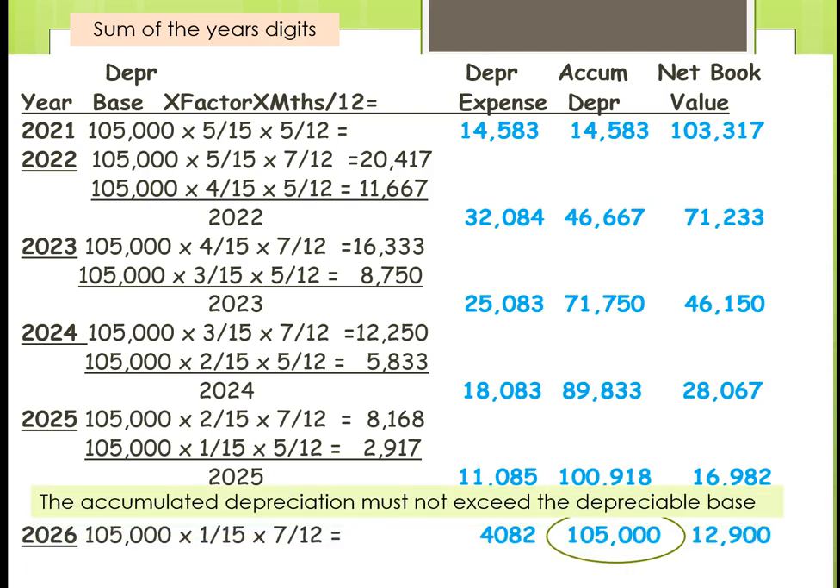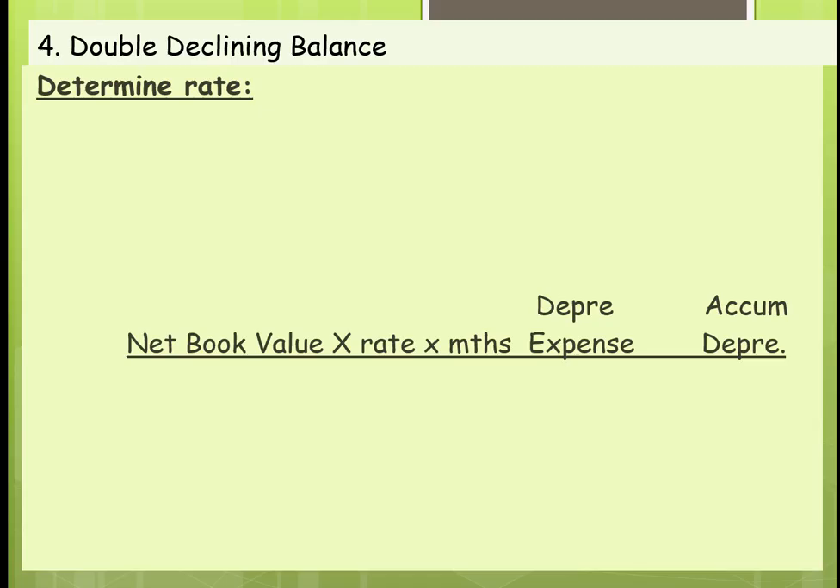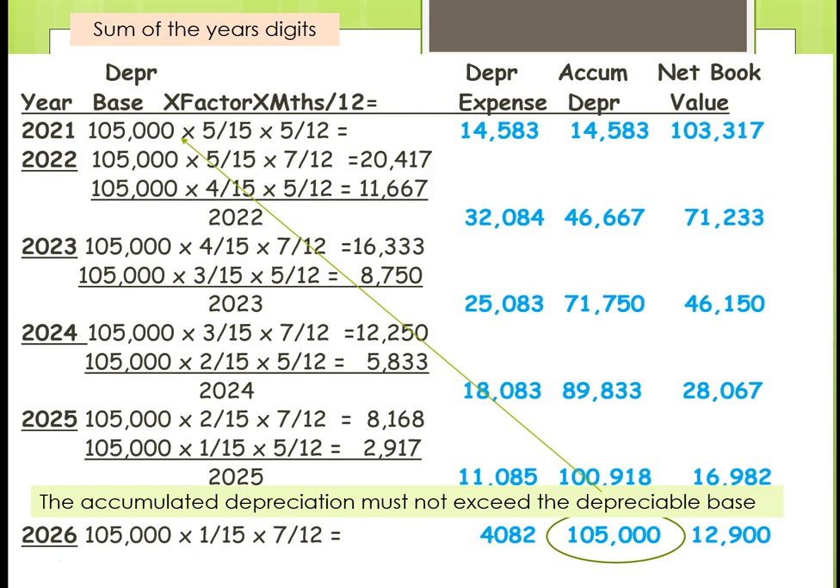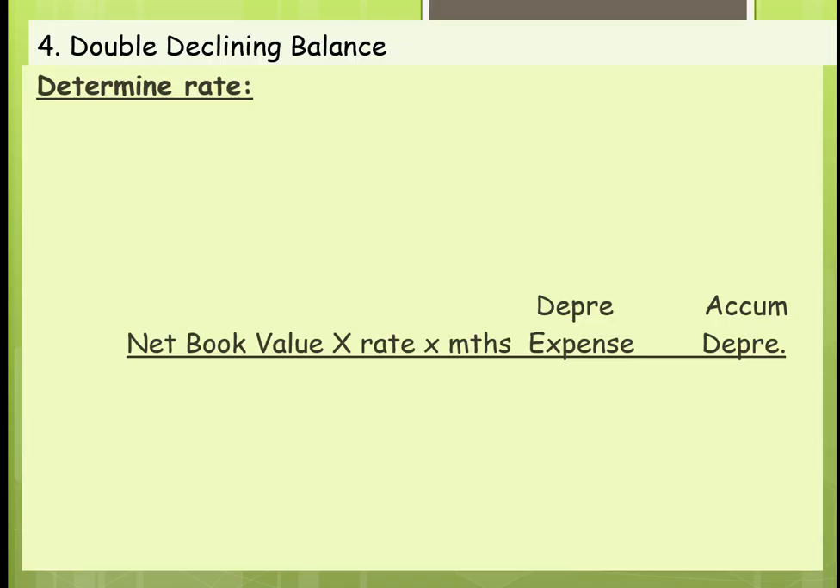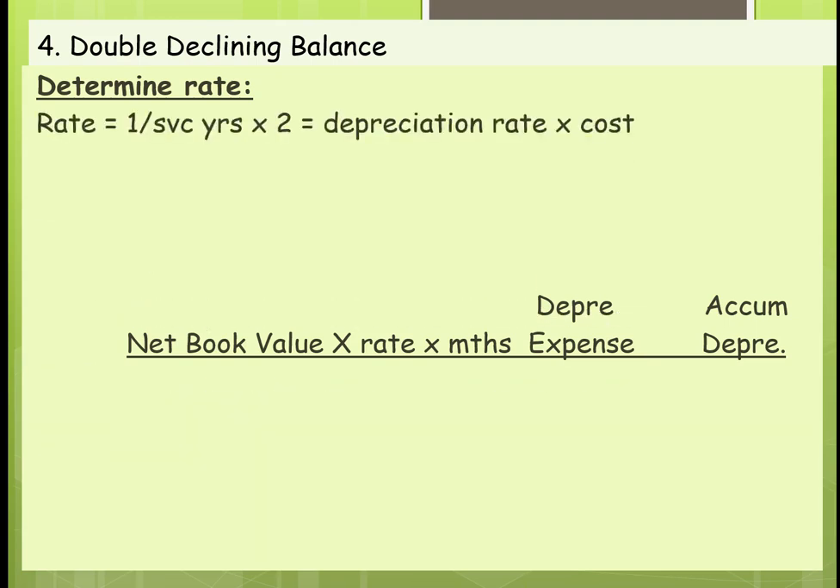So it cannot exceed. You can look at that for a few minutes. You can also look at these. I do post them. Now, what about double declining balance? Okay, this is affected by when you buy it, but only in the first year. You're going to take 1 divided by the service years times 2. And in our example, we get 40%.